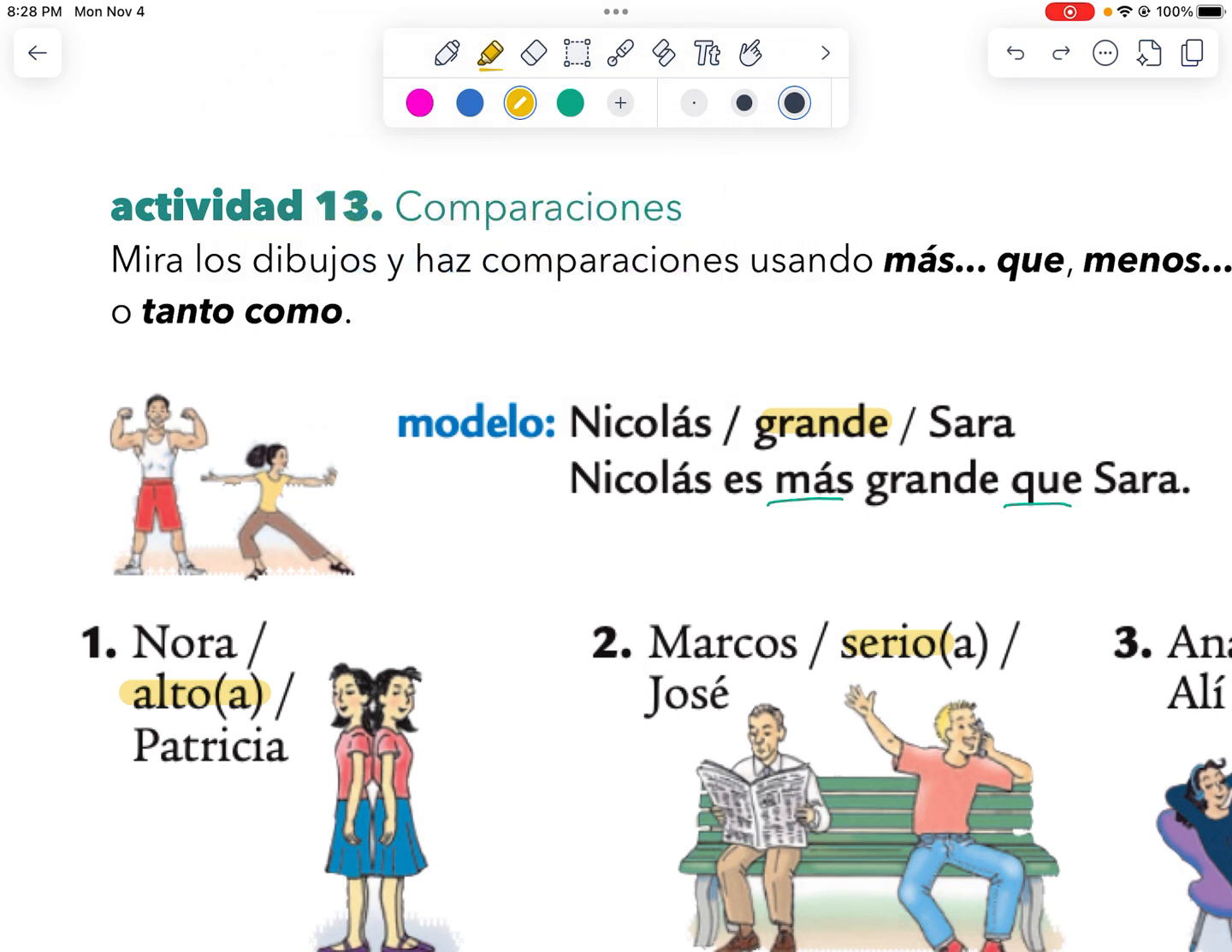Grande is our adjective, and he is more big. He's bigger because we have that inequality, más que.